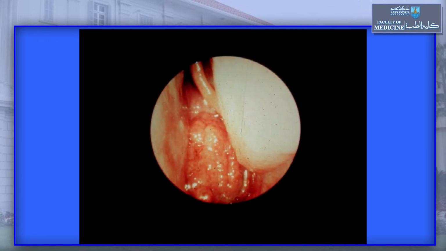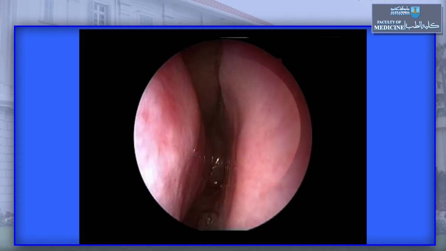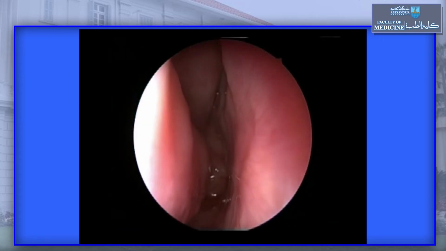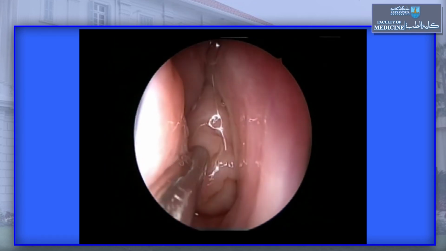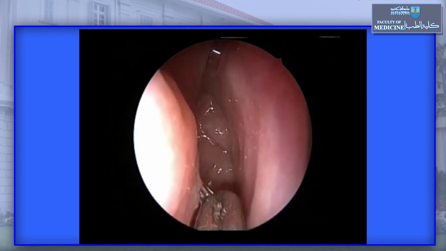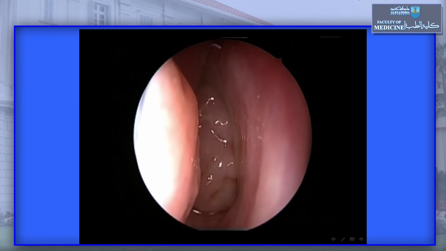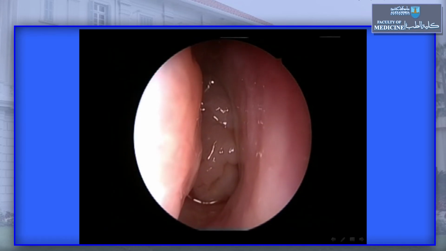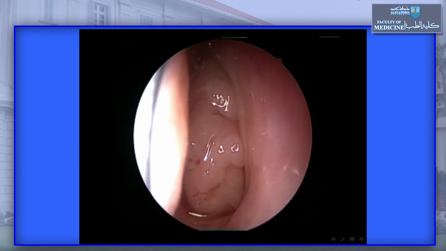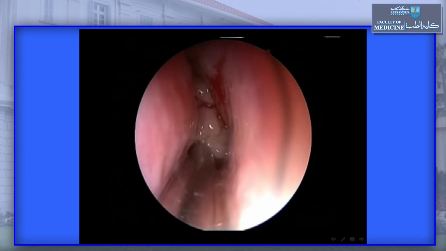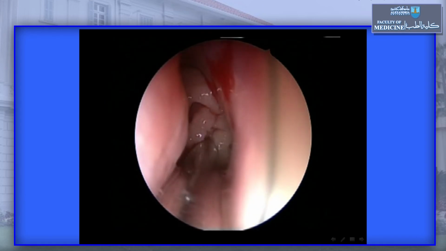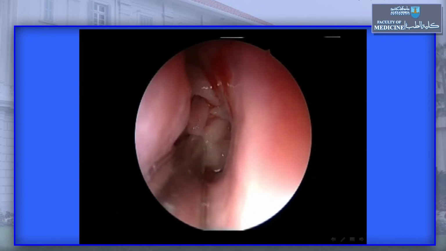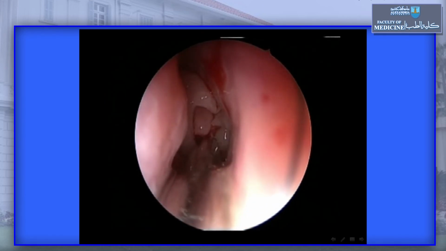Sometimes during the examination we can see predisposing factors, such as in this situation we are examining the right nasal cavity and I'm approaching the choana. We can see these huge adenoids blocking the choana and acting as a predisposing factor for chronic rhinosinusitis in this patient. Here we are removing this adenoid using a shaver.